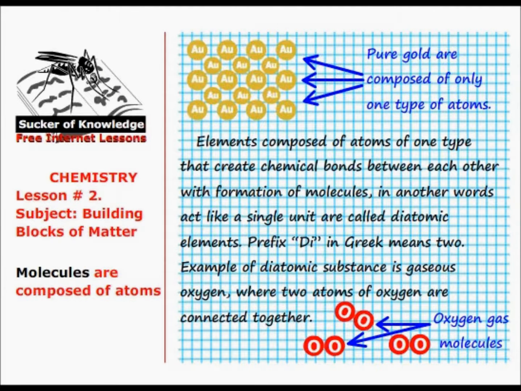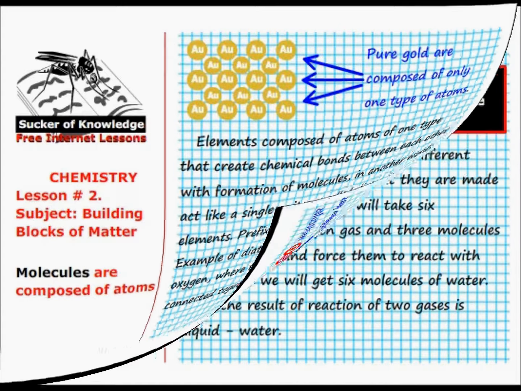Elements composed of atoms of one type that create chemical bonds between each other with formation of molecules, in other words, act like a single unit, are called diatomic elements. Prefix di in Greek means two. An example of diatomic substance is gaseous oxygen, where 2 atoms of oxygen are connected together.